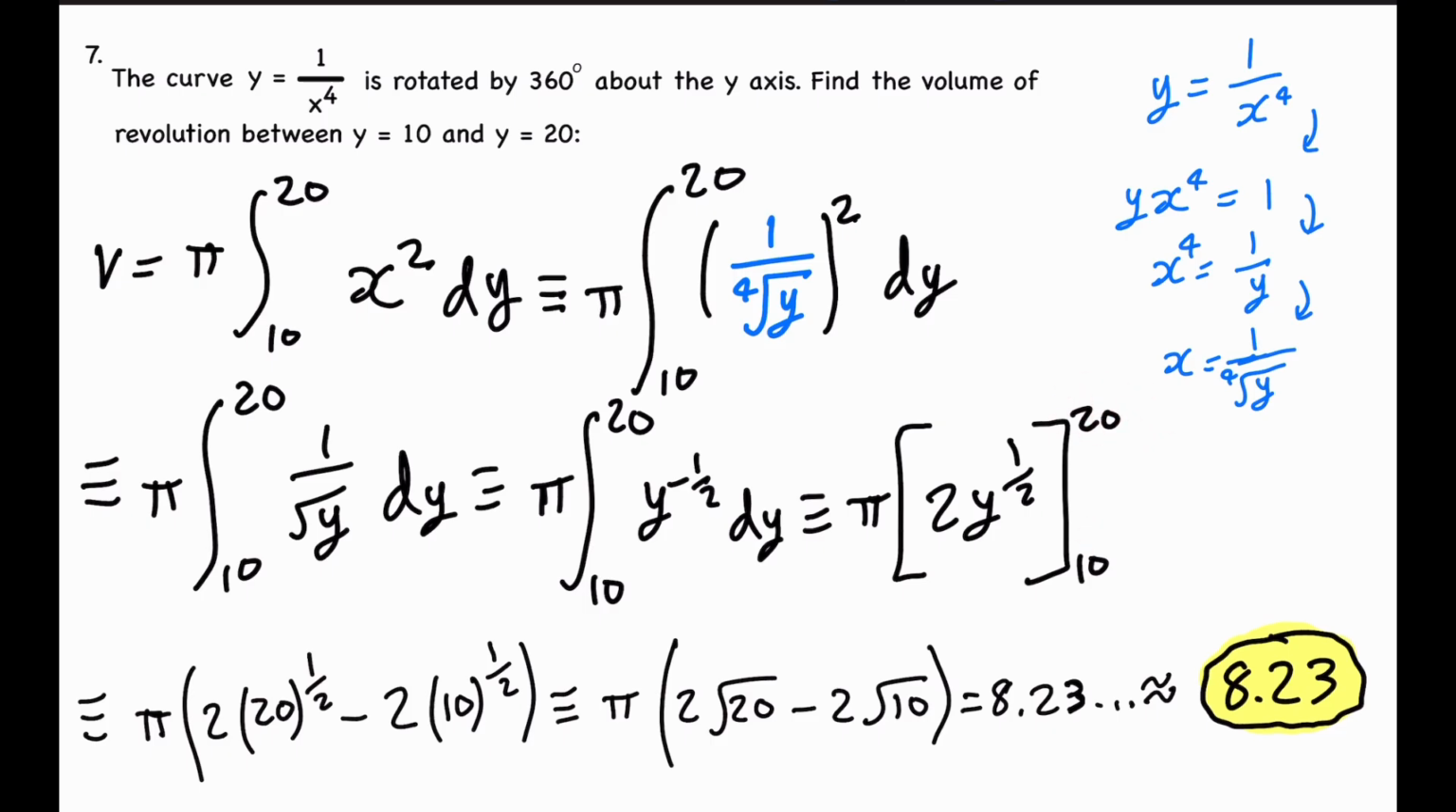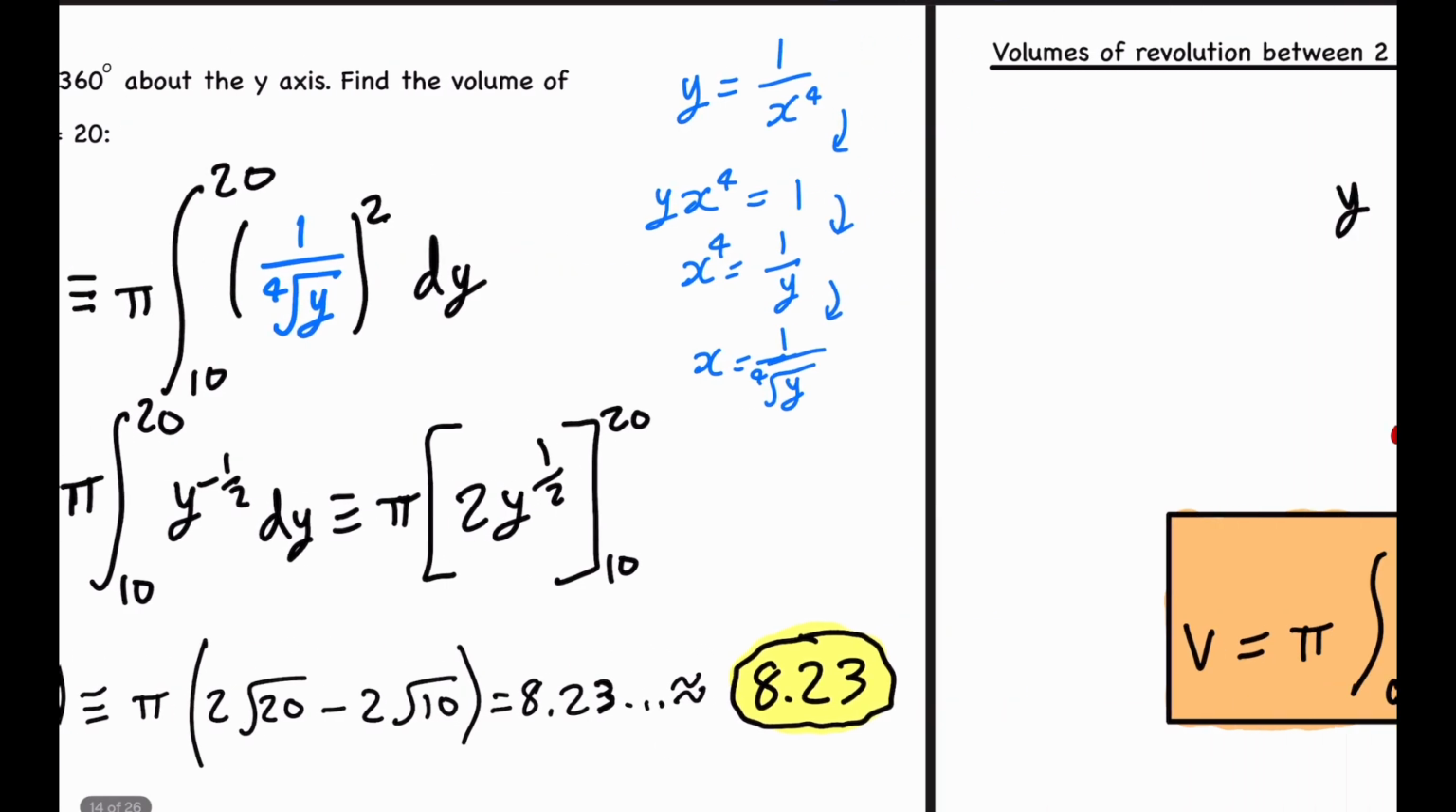Now all you have to do is plug in your limits. So substitute in 20, substitute in 10. So you'll substitute in your 20 into this function here. So you have 2 times 20 to the power of a half, minus 2 times 10 to the power of a half, which is basically square rooting. And remember to multiply this whole thing by pi, and you'll get an answer of 8.23. And a few more decimals after, but I've just rounded it to this, which is good enough for the question.